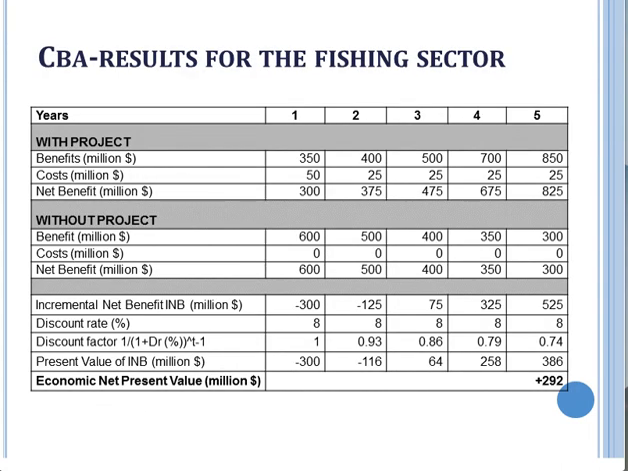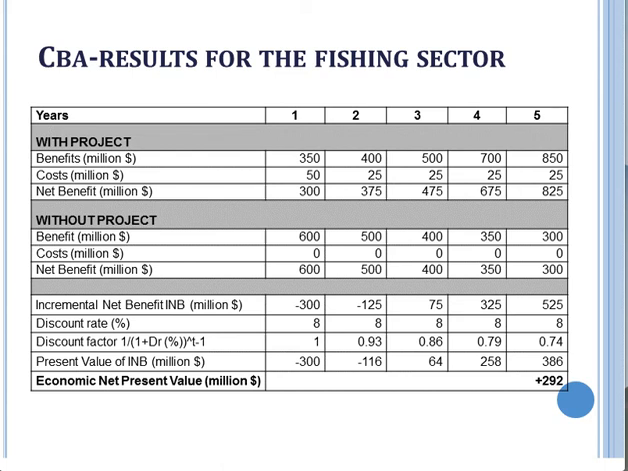Let me now present the results of the analysis. We just conducted it for the fishing sector, as there were a lot of numbers available. And as you can see here in the second part, the without project, the current scenario, we have benefits in the first year, current benefits of about $600 million. And we have also found some surveys which say that it is possible to use the fishing stocks in a sustainable manner, and therefore generate benefits of about $800 or $850 million. So this is what we considered in our scenario for the next 5 years.